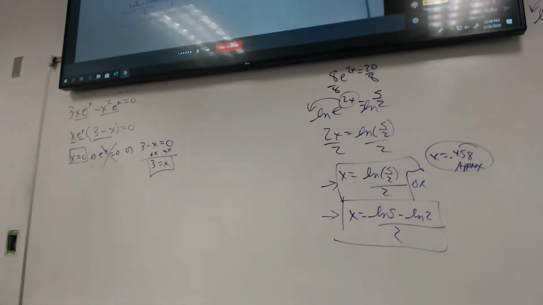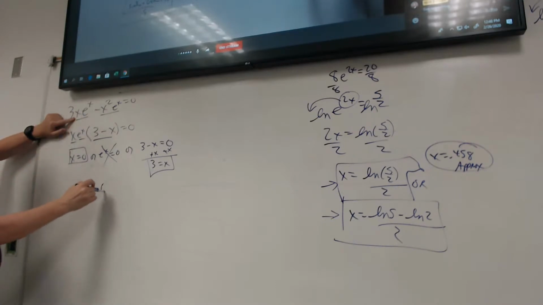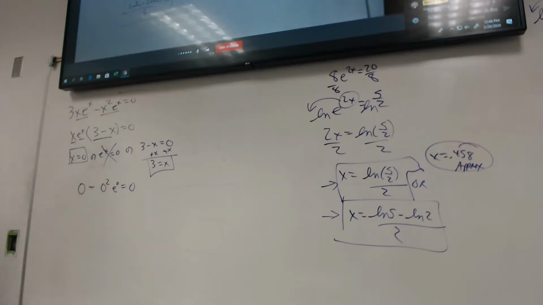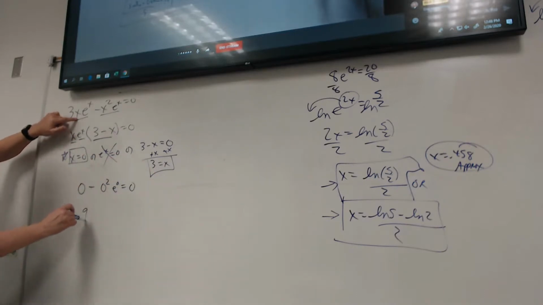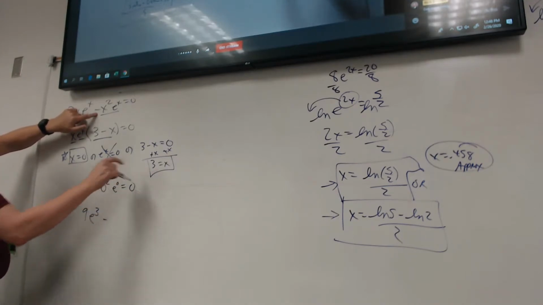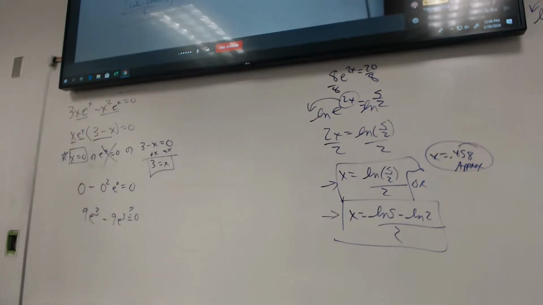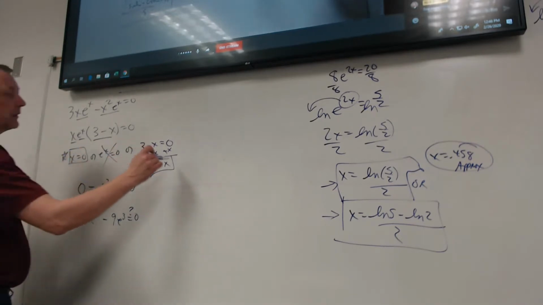Okay, now should we check our answers and make sure those are true? So 0: e to the 0 power is 1, so I'm going to get 0 minus 0 squared e to the 0 power does equal 0, right? So that works. Going here, 3 times 3 is 9, excuse me, e to the 3rd, minus 3 squared, which is 9, e to the 3rd. Does that equal 0? Sure does. So that one's also a correct answer.